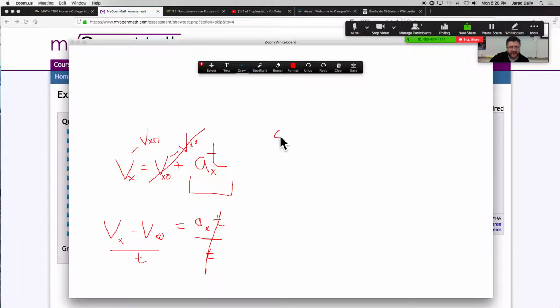Now to put that into MATLAB, it looks like this. You wouldn't have to write the a sub x, but a sub x would look like this, a sub x. And that would equal, and I would put in parentheses, v sub x minus v sub x0, like that. And then another parentheses and divide by t.